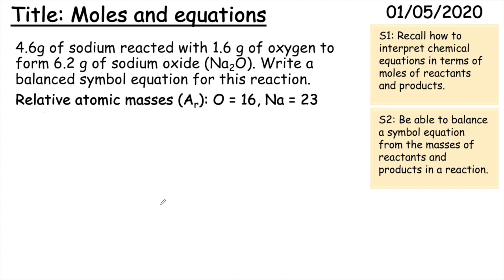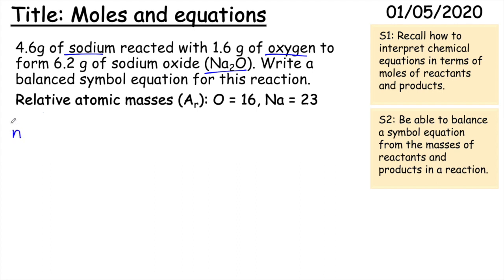The first one I asked you to do was this one here, and it says 4.6 grams of sodium reacted with 1.6 grams of oxygen to form 6.2 grams of sodium oxide. Write a balanced simple equation for this reaction. So hopefully you know the first thing we need to do is work out the moles of each thing that we have. So that's sodium, oxygen and sodium oxide.